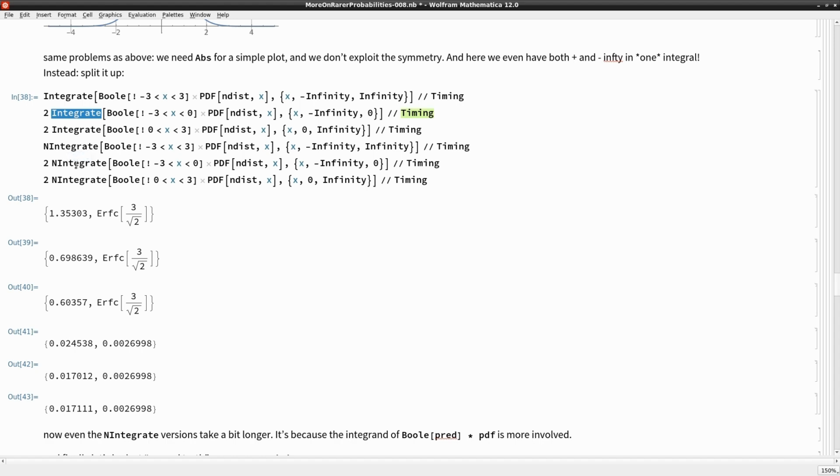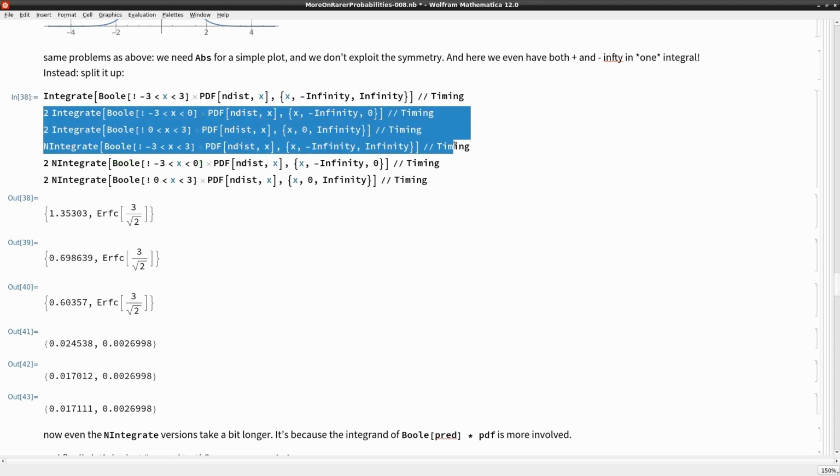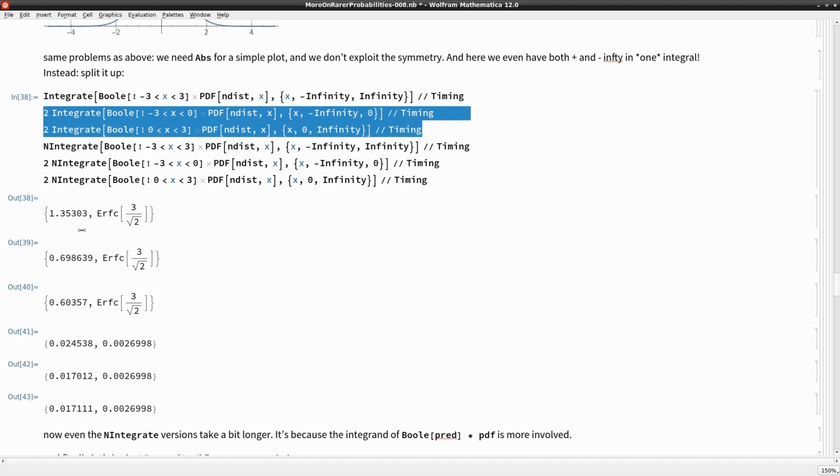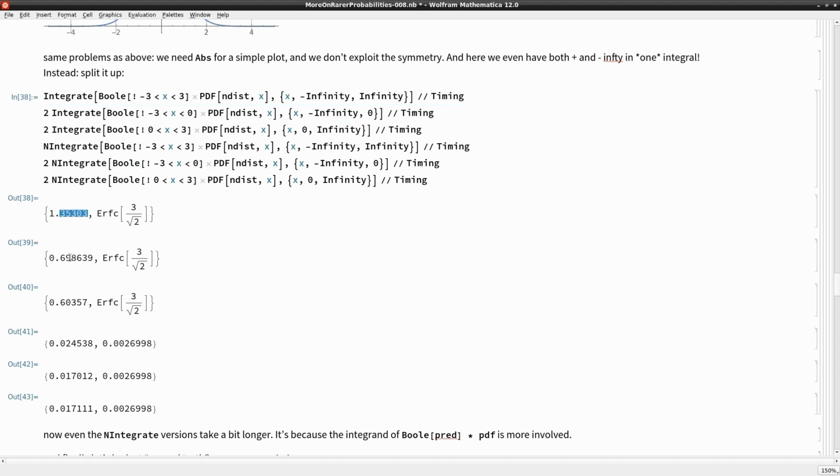The NIntegrate versions are again much faster than the versions that take the symbolic computation, right? Integrate is the symbolic function, NIntegrate is the numeric function. And we see that they're faster when we're splitting up the subdomains. Here we're going from 0 to 3 and then excluding it. Here we're going from -3 to 0 and excluding it. We do the same thing in the symbolic versions, that is these two integrals, but we clearly see that the symbolic versions take longer.